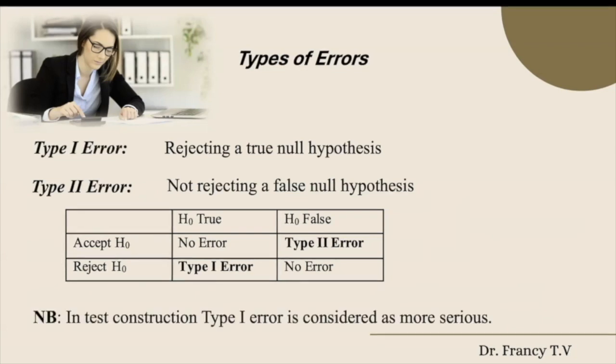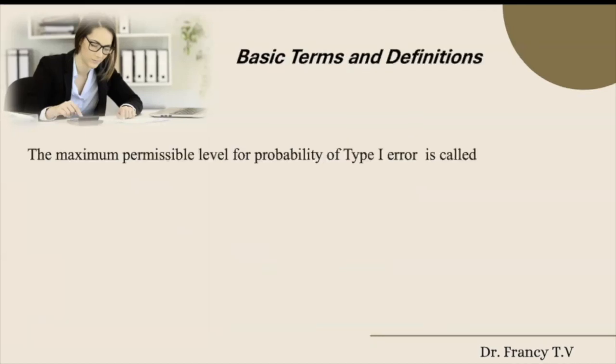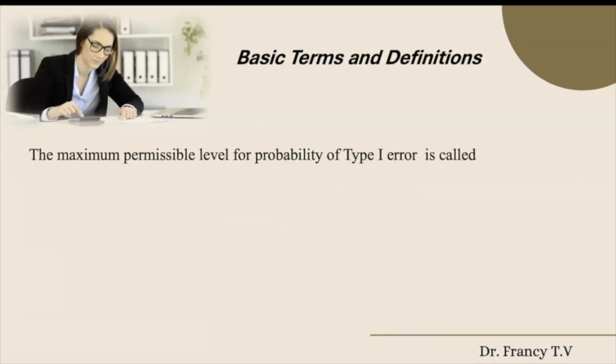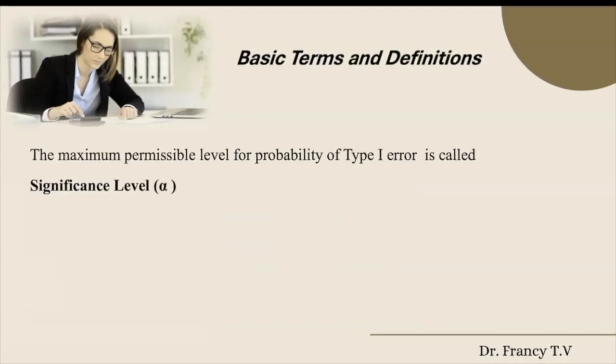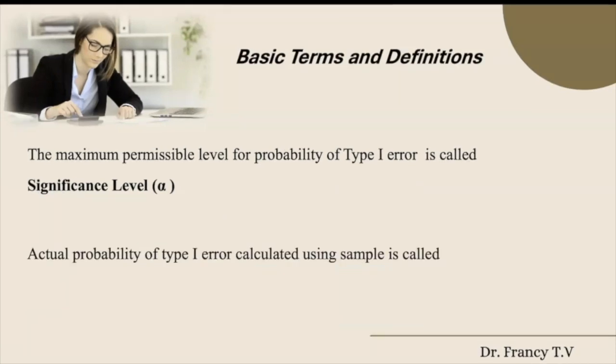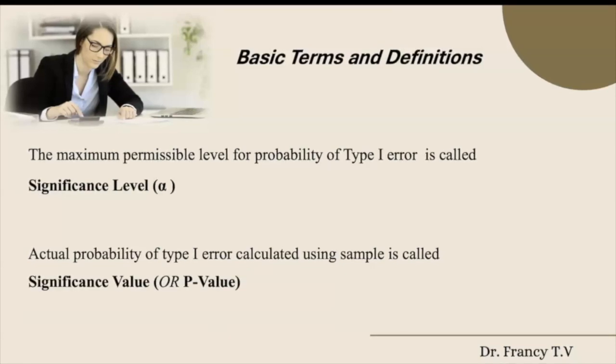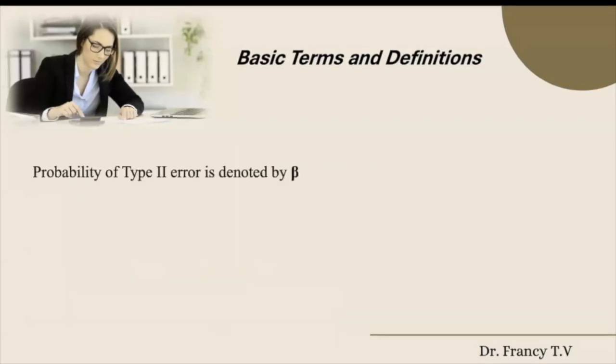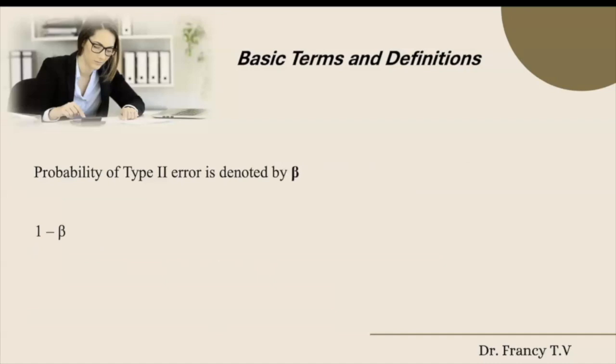In test construction, type 1 error is considered as more serious. The maximum permissible level for probability of type 1 error is called significance level and is denoted by alpha. Actual probability of type 1 error calculated using a sample is called significance value or p-value of the test. Probability for type 2 error is denoted by beta and 1 minus beta is known as power of the test.